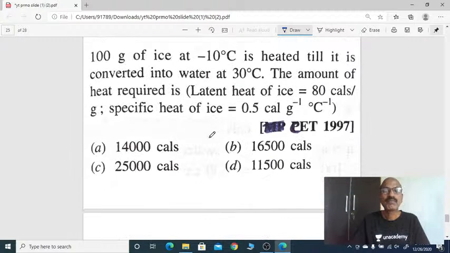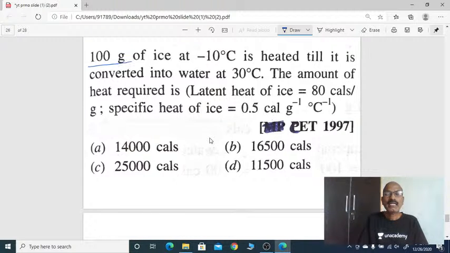Have you checked it? And the next one. 100 gram of ice at minus 10 degrees Celsius is heated till it is converted into water at 30 degrees Celsius. The amount of heat required is asked; the latent heat of ice and the specific heat of ice are given. So how much heat is required to change 100 gram of ice at minus 10 degrees Celsius to water at 30 degrees Celsius?